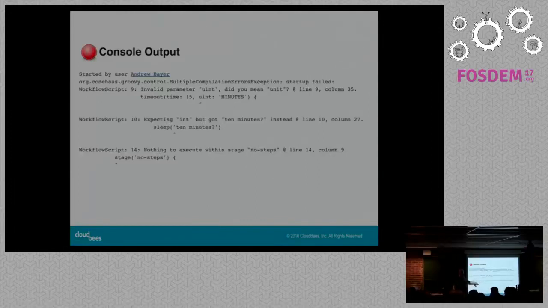And when I've got an empty stage that doesn't have any steps in it, it's reporting that there's nothing to execute within that stage and saying that doesn't fit into the syntax, that's not allowed. You've got to actually have something to do in a stage. And so it's giving me a useful error message, pointing at what went wrong, giving me the line and column information, same as you get from a compilation error. I think that's really useful.